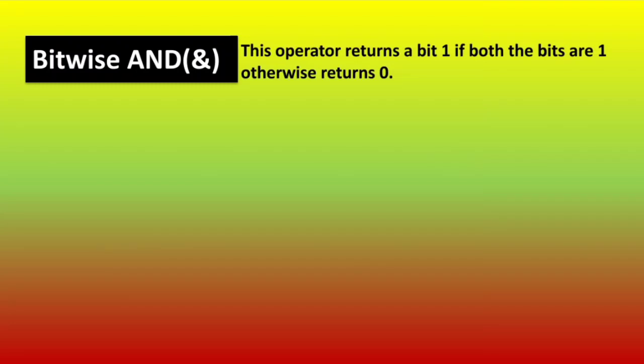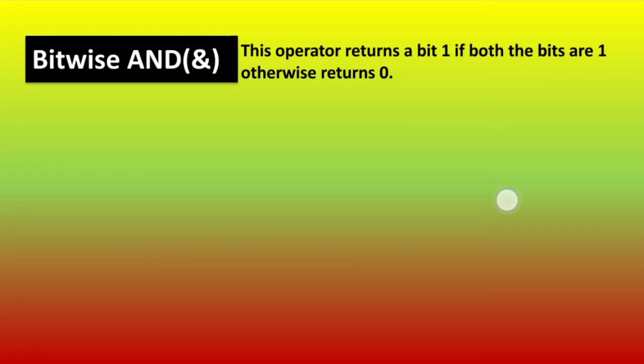We come to bitwise AND. The bitwise AND operator returns 1 if both bits are 1, otherwise it returns 0. That means if 0 1, it returns 0. If 1 0, it will return 0. If 0 0, it returns 0. But only 1 is returned when both are 1.